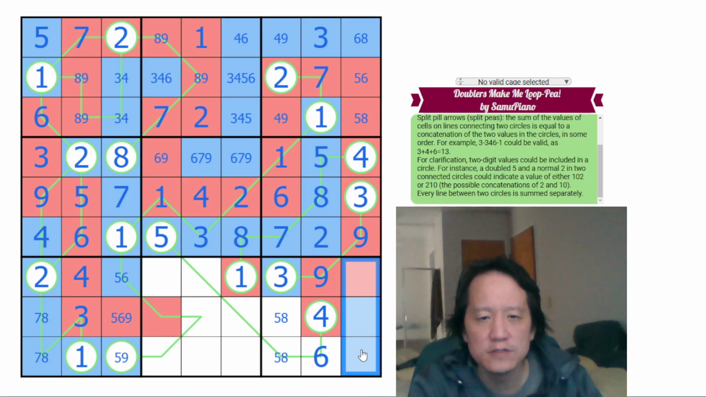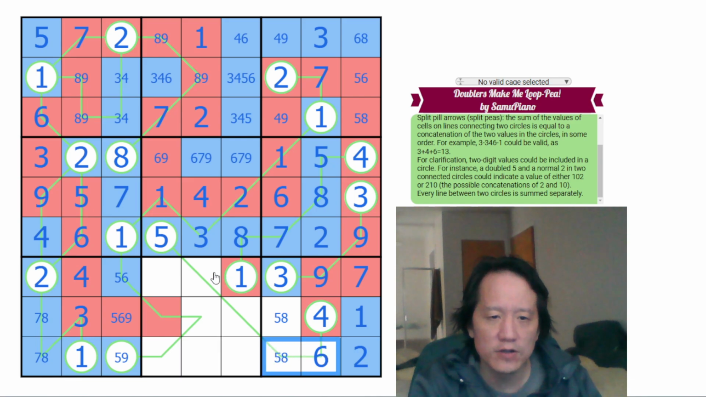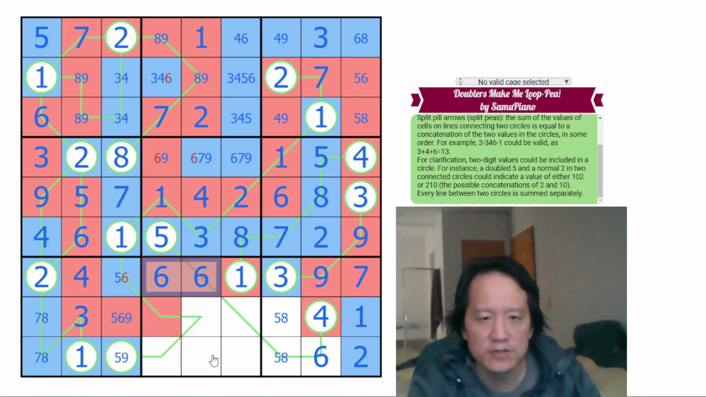And this is 1, 2, and 7. So this can't be 1 or 2, so that's 7. This has to be 2 because of Sudoku, 1 because of Sudoku. This is 5. Okay, so this is 5, 6, and 8. 5 can't be there because of Sudoku.